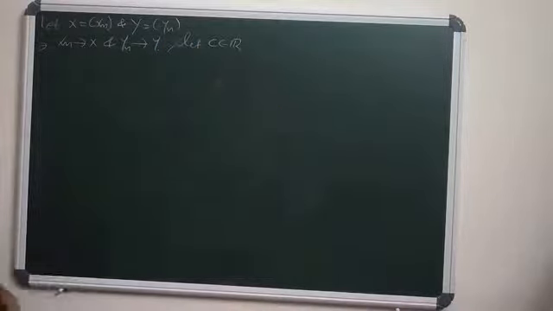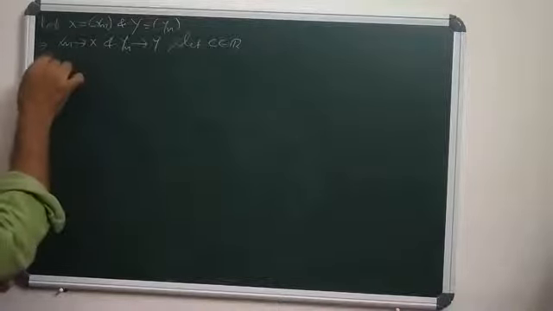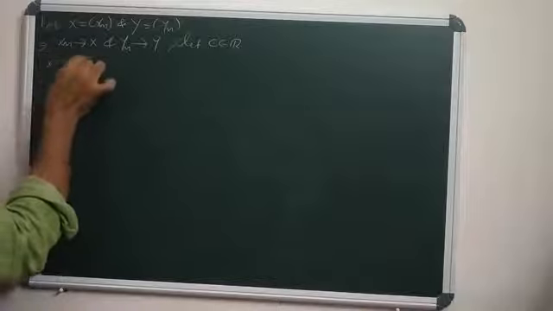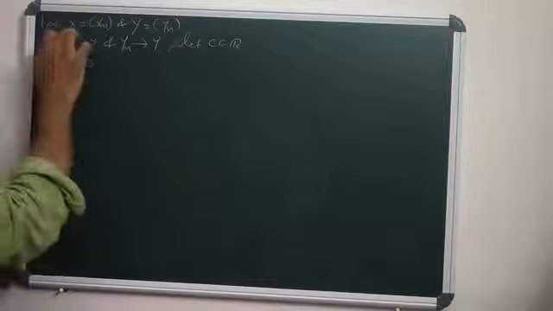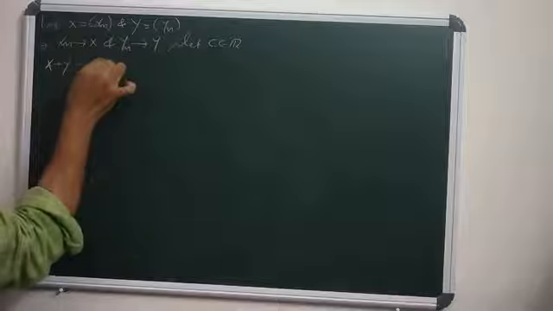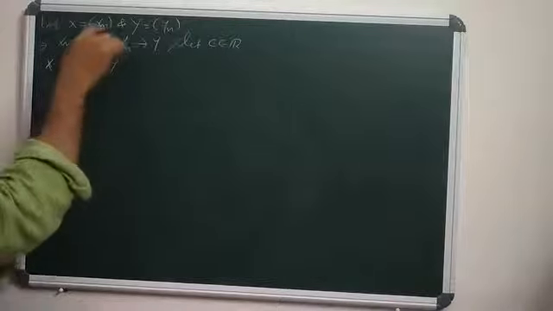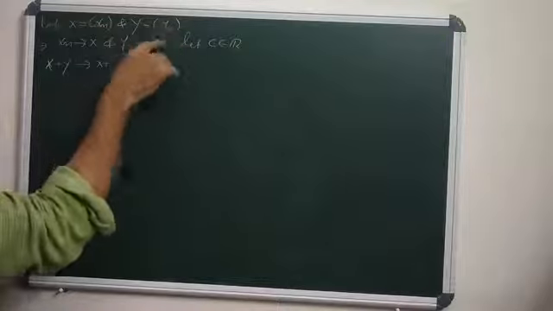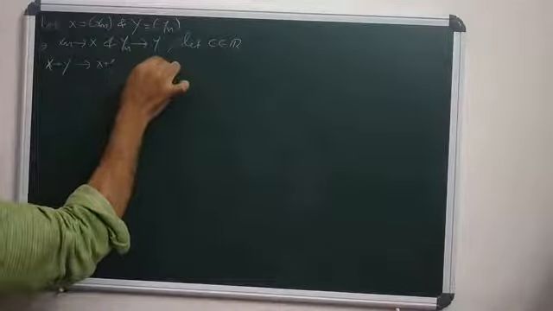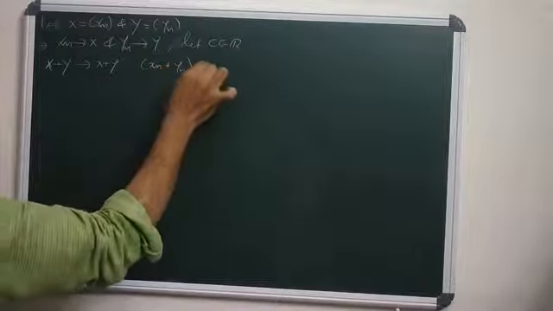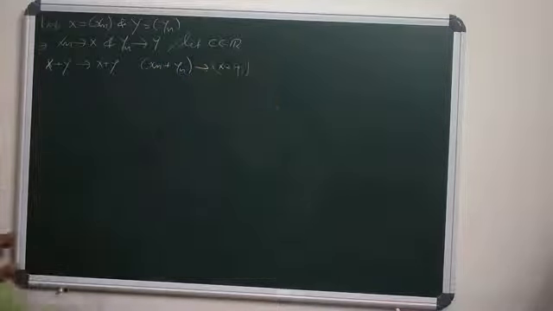Then first we prove that x_n plus y_n converges to capital X plus capital Y, that is, x_n plus y_n converges to this small x plus small y. This is our first requirement. It means when x_n converges to x and y_n converges to y, then we have to show that the sequence x_n plus y_n converges to x plus y. This is the requirement.